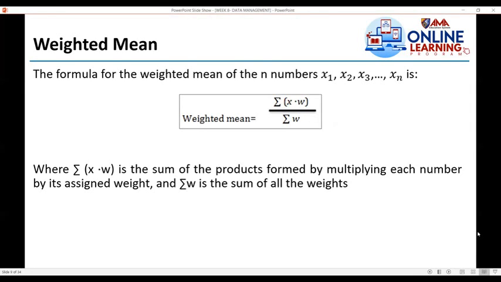Now, weighted mean. The formula for the weighted mean of the n numbers, x sub 1, x sub 2, x sub 3, up to x sub n, is given by the summation of x times w divided by the summation of w, wherein the summation of x times w is the sum of the products formed by multiplying each number by its assigned weight, and the summation of w is the sum of all the weights.